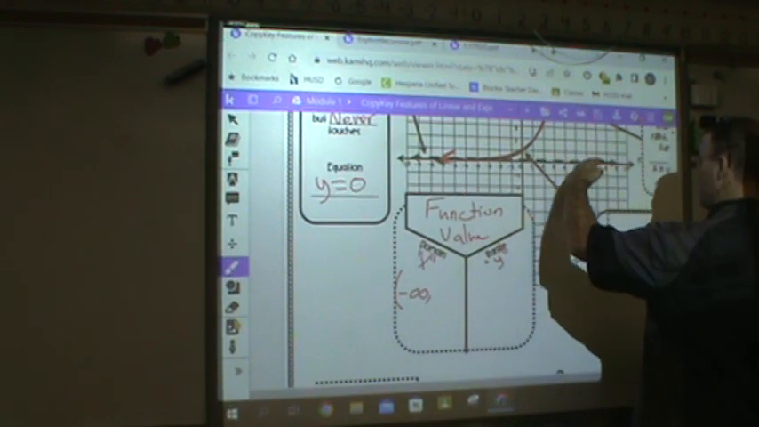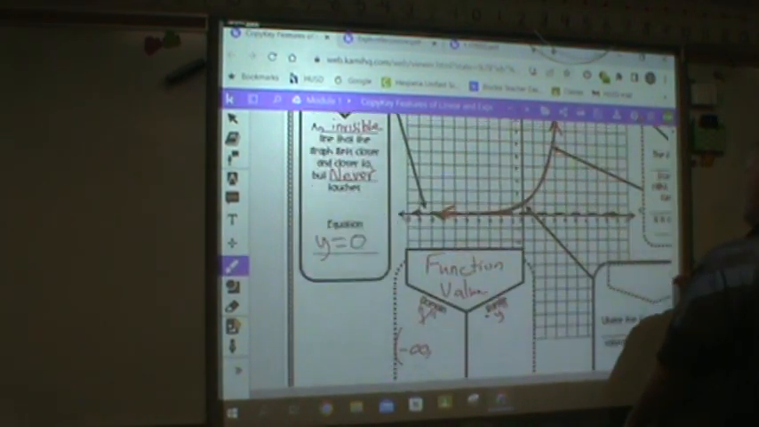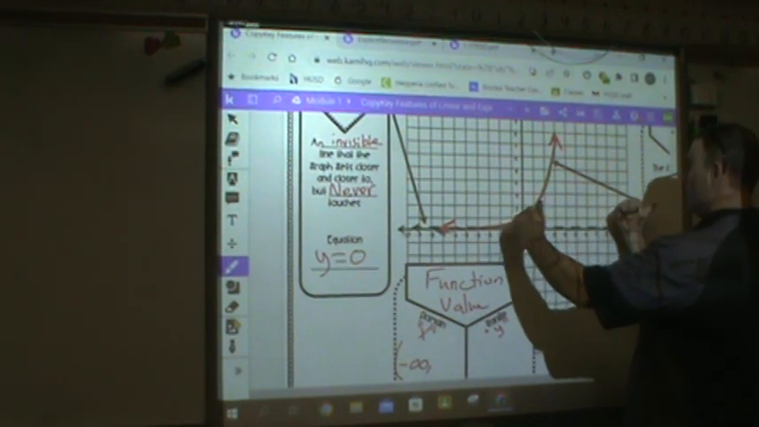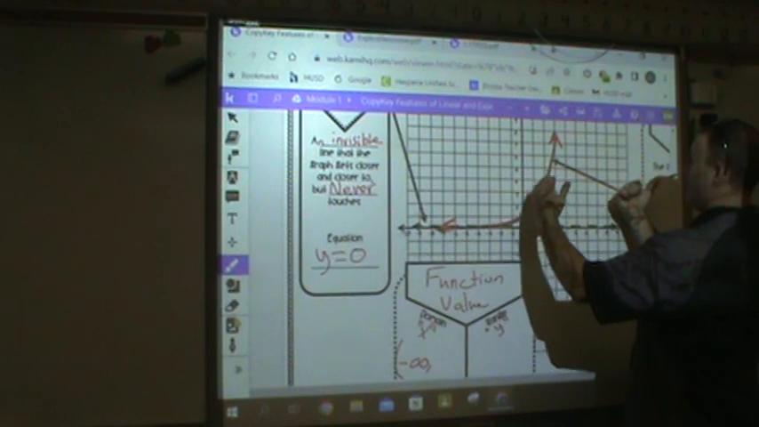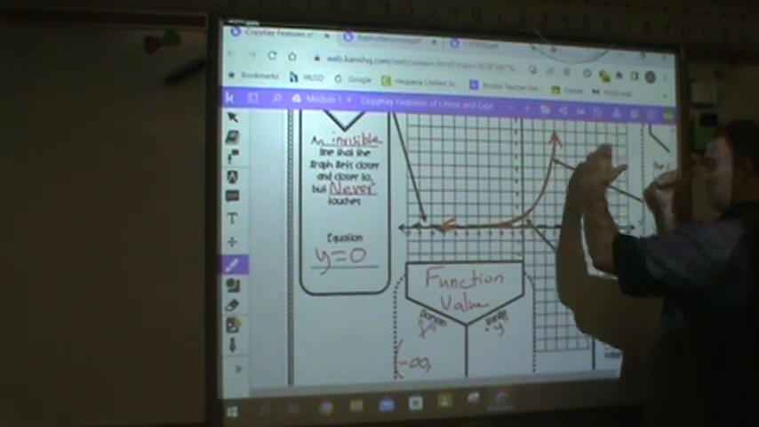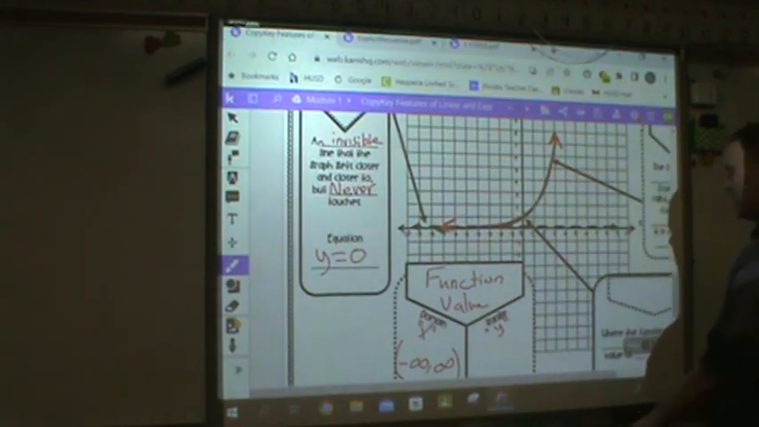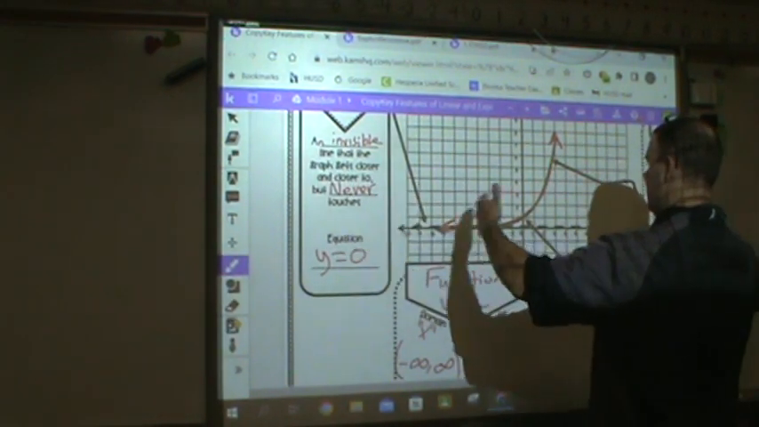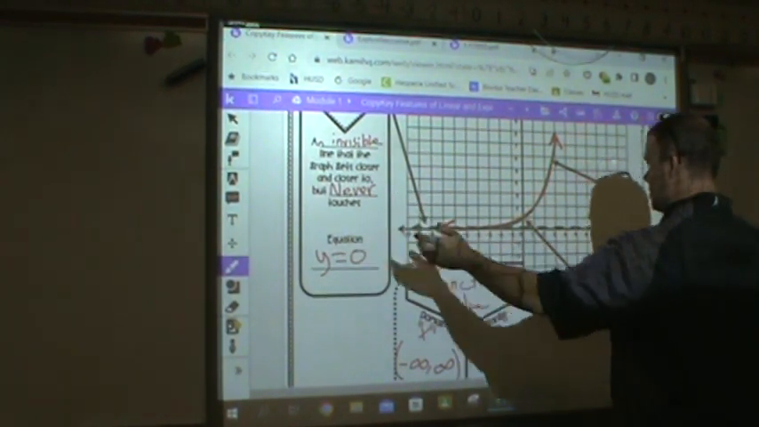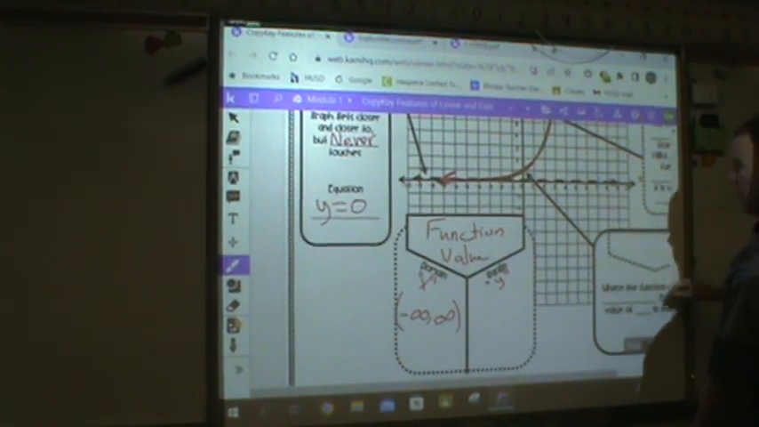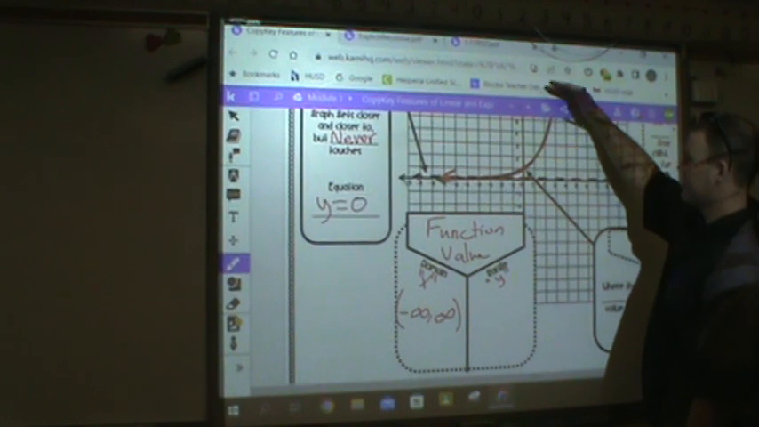And where does it stop? As the graph continues to move to the right, it continues up, and it goes to positive infinity. So this graph is not limited on any x restriction. There is no restriction on x's. The range is from the bottom to the top.